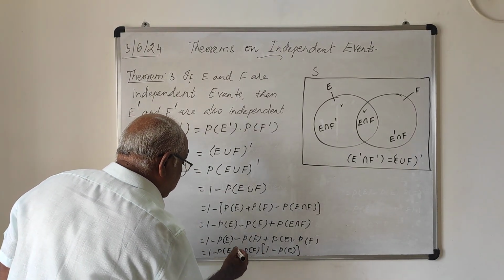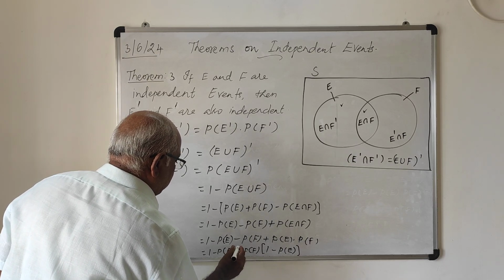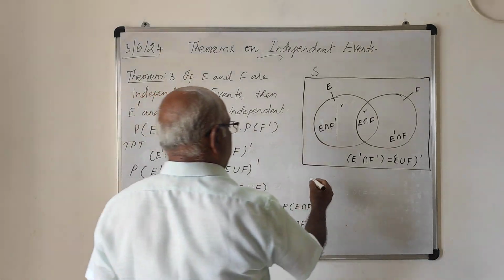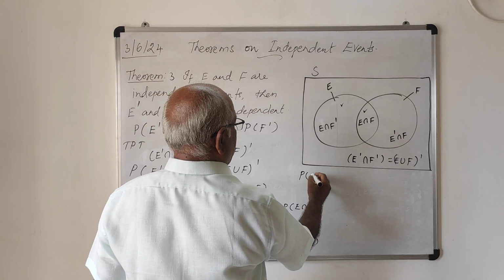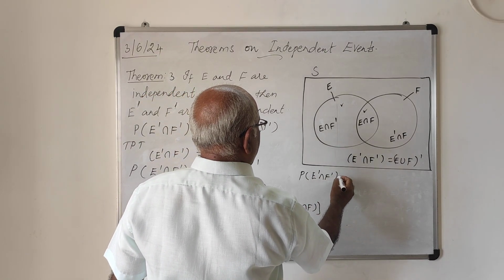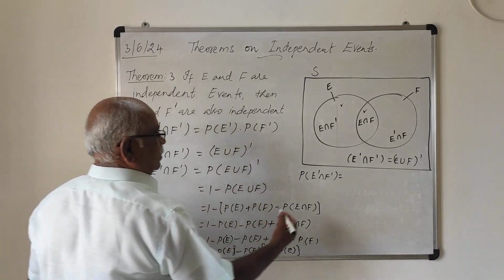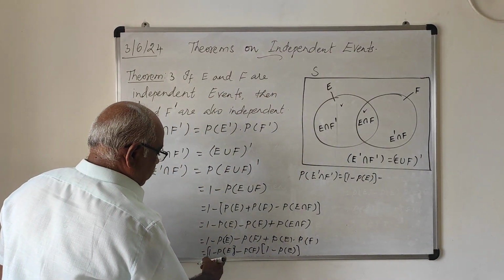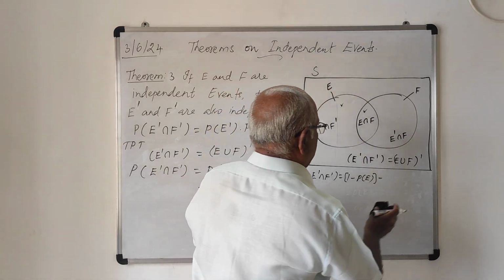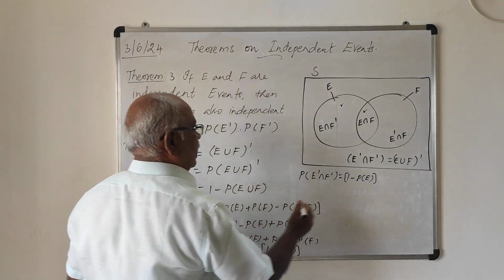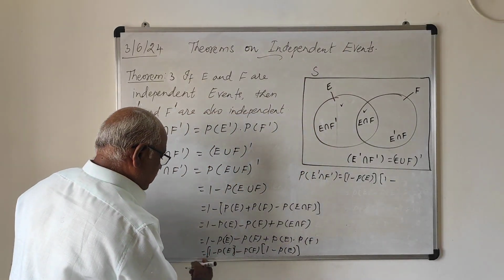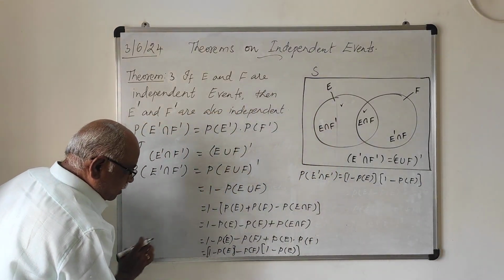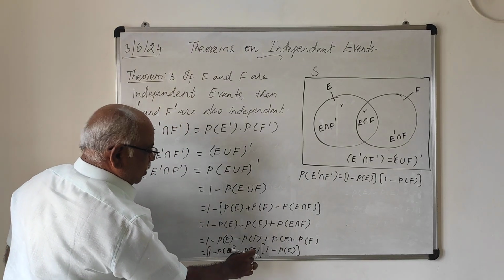Now from these two expressions, 1 minus p of e is here, this is 1 minus p of e, and here also 1 minus p of e. Therefore, on the left hand side you have p of e dash intersection f dash equal to, you can take 1 minus p of e as a common term. If I take 1 minus p of e out, I get 1 minus p of f.